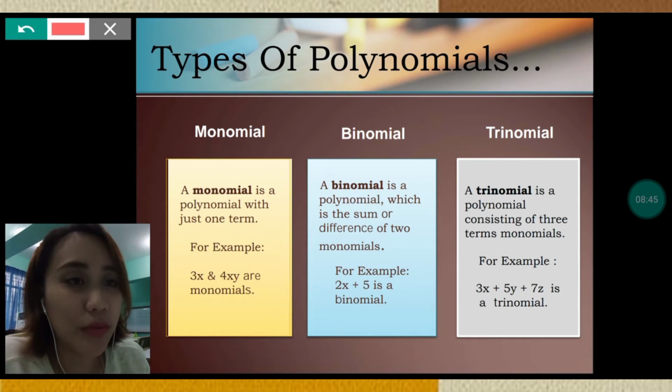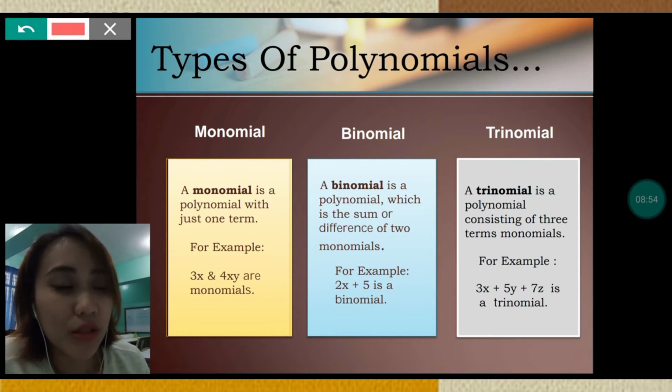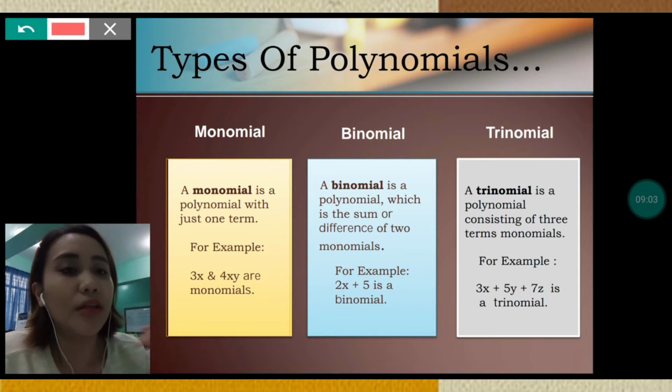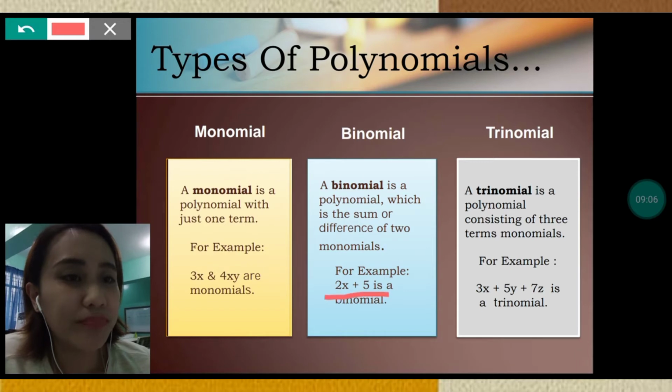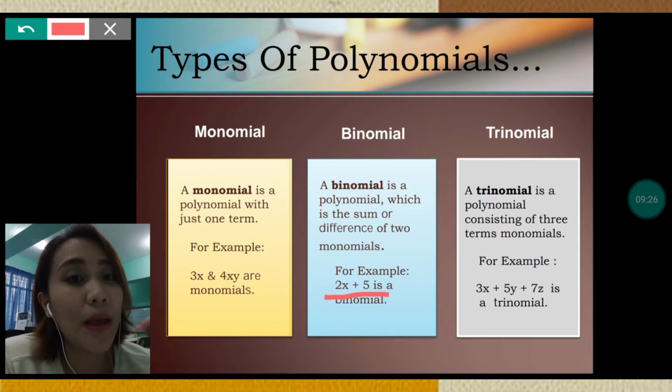So a binomial is a polynomial which is the sum or difference of two monomials. So the only time that there will be two terms or more is if they are separated by the plus or the minus sign. So for example, we have 2x plus 5. 2x is one term. It is composed of a coefficient and a variable, and 5 is also a term since it is a constant by itself. And they are separated by the plus sign or addition. So therefore, those are two terms, or what we call a binomial.